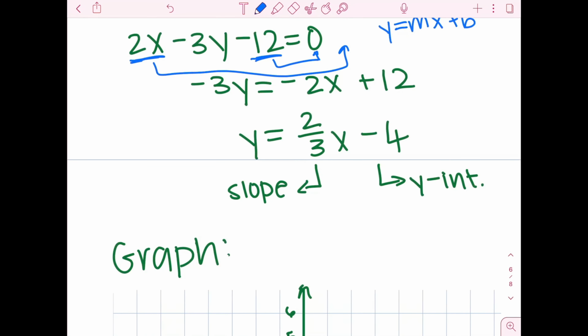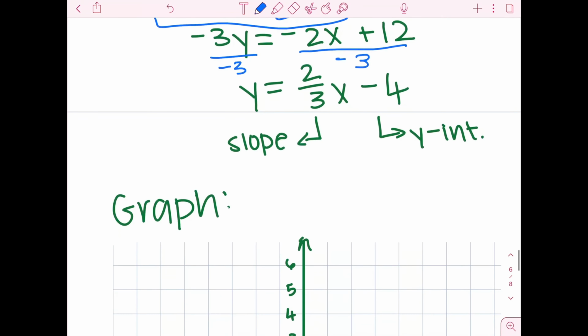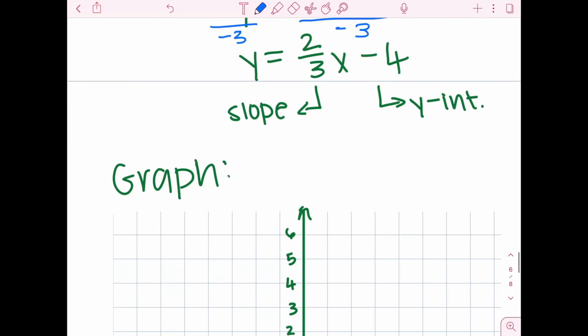If we divide both of the sides by negative 3, like so, we get y is equal to 2/3 x minus 4. And then in this case, our slope is going to be 2/3, and our y-intercept is going to be negative 4. So our y-intercept is going to be 0, negative 4. Our m is going to be equal to 2/3.